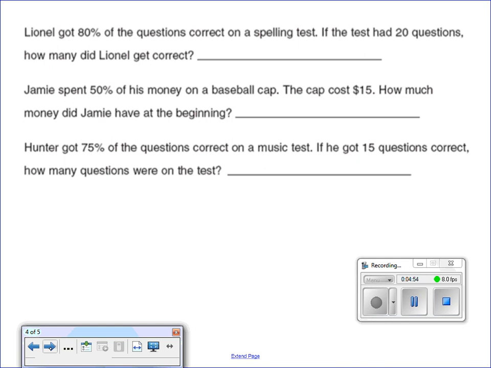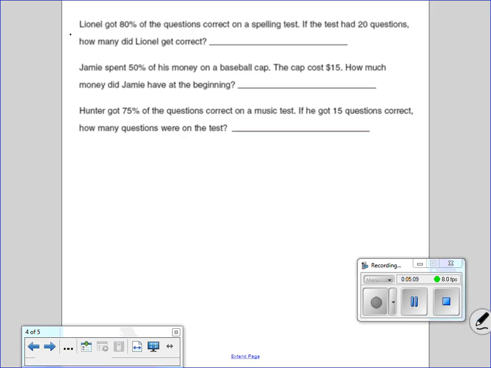Here are some more problems. Lionel got 80% of the questions correct on the spelling test. 80% would also mean 80 over 100. I'm always going to show my work down here at the bottom, okay? So for this problem right here, 80 over 100 would be what 80% is, okay?